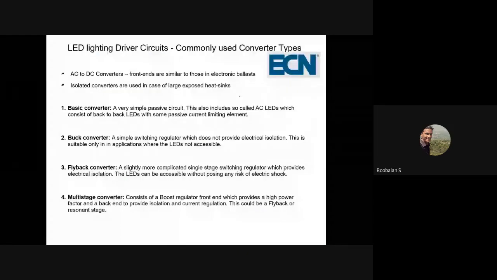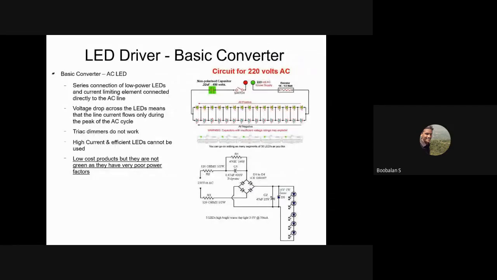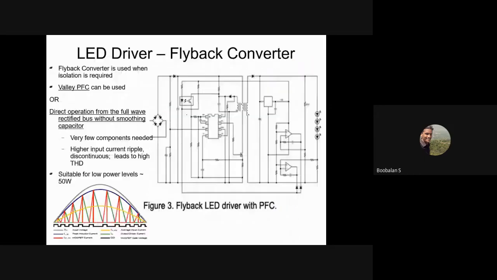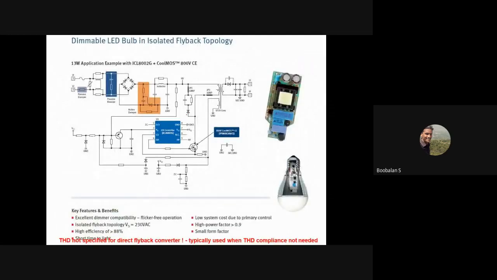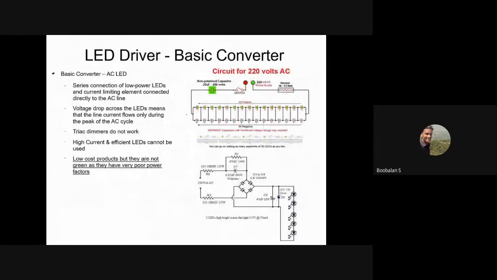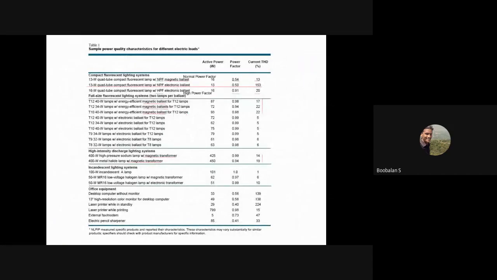Before going directly into harmonics, I will cover different standards for driver circuits. Commonly we have ECN, one more company, and they have given some useful content on how to manufacture useful driver circuits for LEDs. So we'll see. Before moving into LED, I'm going to look at one small video, which you could easily understand. Before LED, I'm just going to finish off harmonics, and after that we'll come into LEDs.